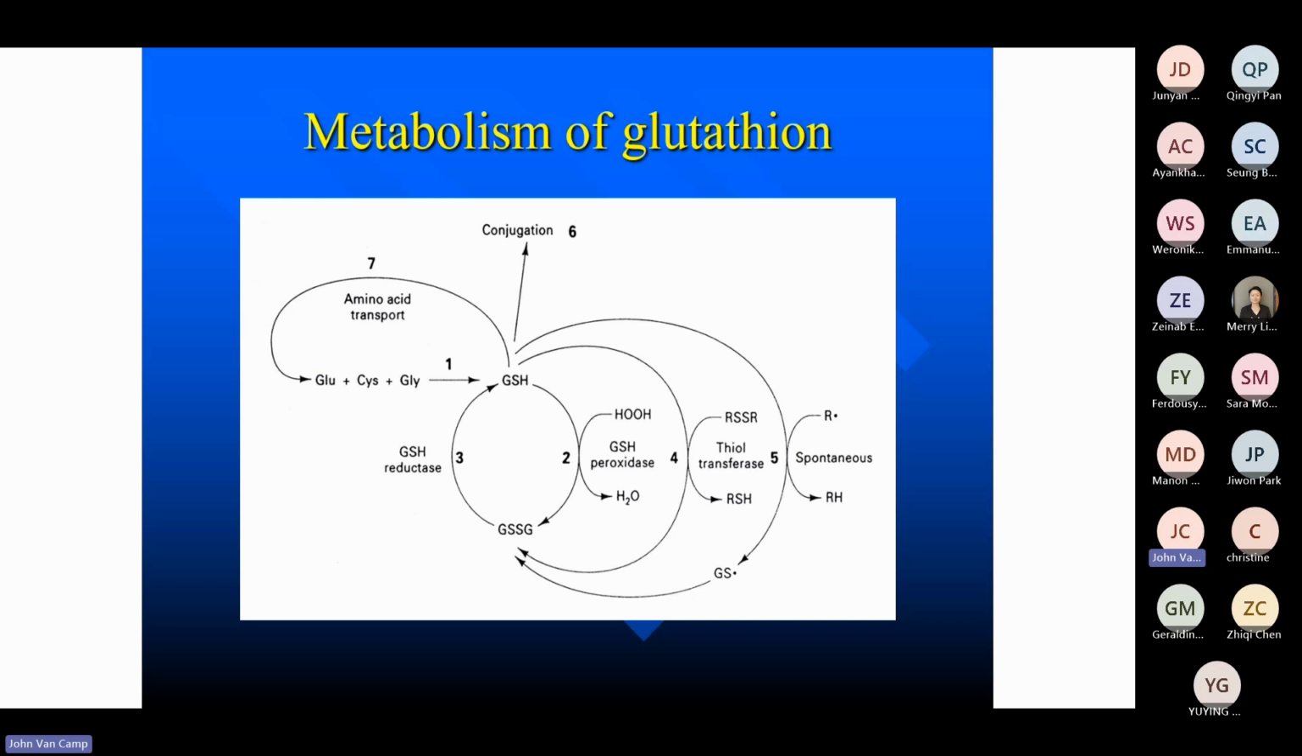The second function, amino acid transport, is less important. It is there, but I don't think it has major problems. And finally, you can also inactivate toxic molecules by conjugation reactions. So the glutathione will connect with the toxic molecules, will inactivate them, and then they are water soluble and they are easily excreted by the body.